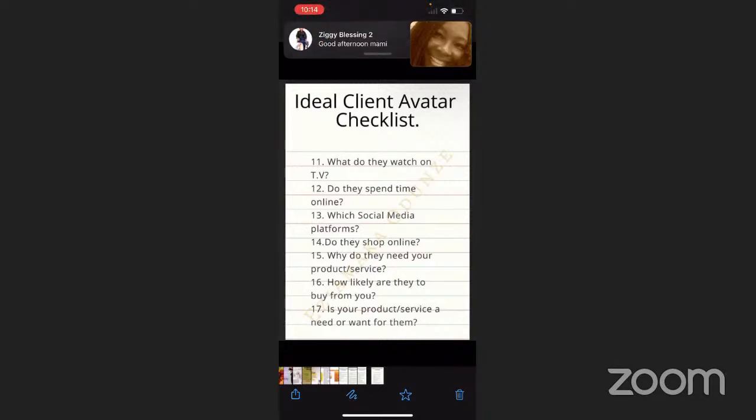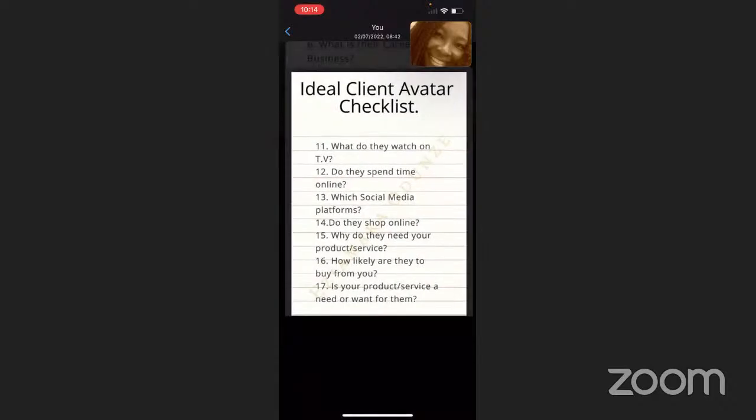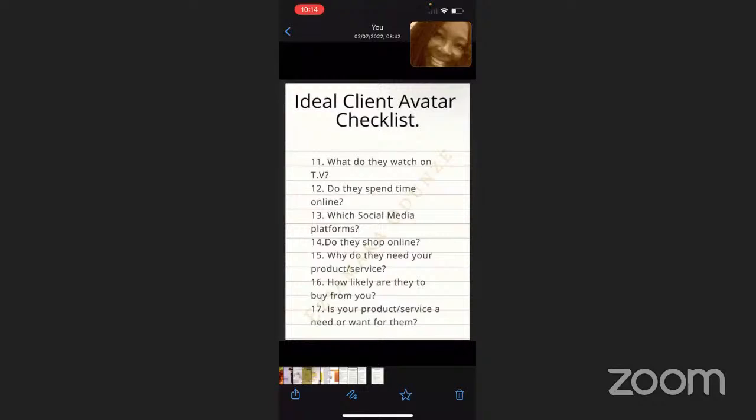Do they spend time online? Number 13, if it's yes, say yes, they spend time online. If it's no, say no. Number 13, which social media platform do they use? Of course, you know the social media platforms. If it's Facebook, Instagram, LinkedIn, and all the rest, TikTok, right? Then number 14, do they shop online? Do they actually look out for things online, and do they shop online?